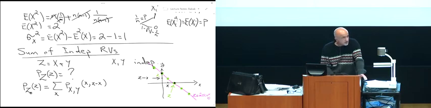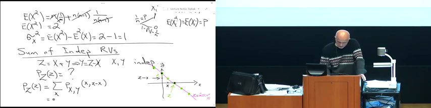The random variable capital Z takes on the value small z whenever and wherever random variable x takes some value small x and the other random variable y takes on the value, the difference of z and x. Because remember, if z is equal to x plus y, then y must be z minus x.